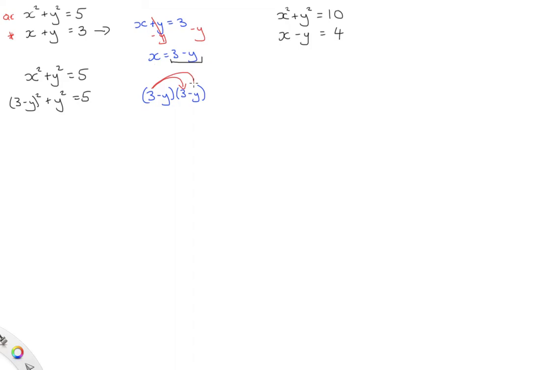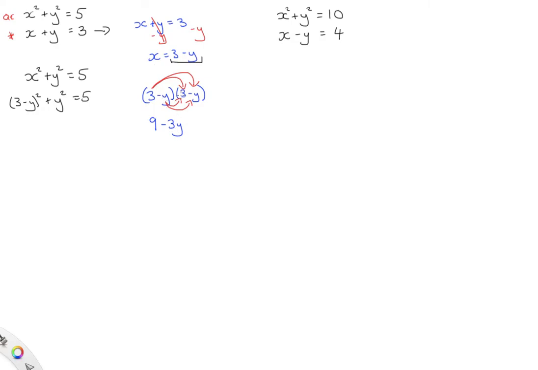We multiplied the 3 by the 3 and the 3 by the minus y, and then we multiplied the minus y by the 3 and the minus y by the minus y. Okay, so let's do that now. So 3 by 3 is 9, and 3 by minus y is minus 3y. 3 multiplied by 3 is 9, 3 multiplied by minus y is minus 3y.